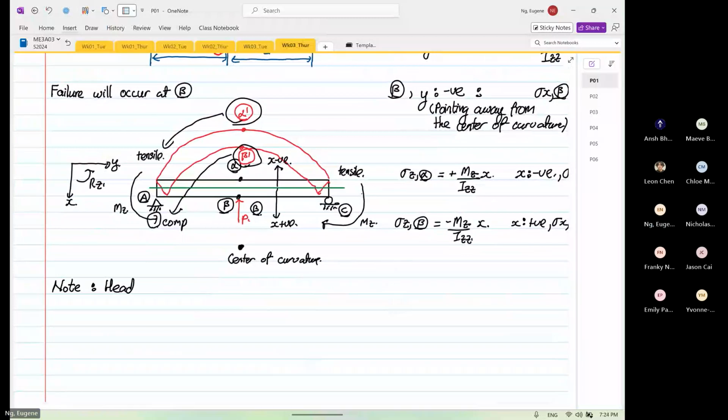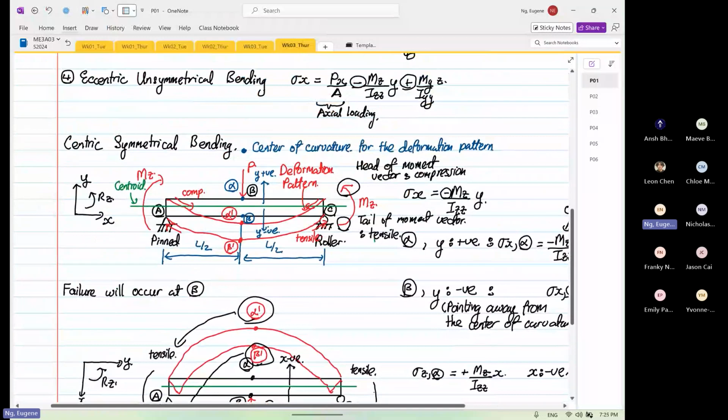Okay. So the easier thing to do, so note, more easy to learn, note: head of moment vector is in compression. Okay. Tail of moment vector is in what? Tension. Okay, just remember that. Right. So we just looked at what we mean by centric symmetrical bending.